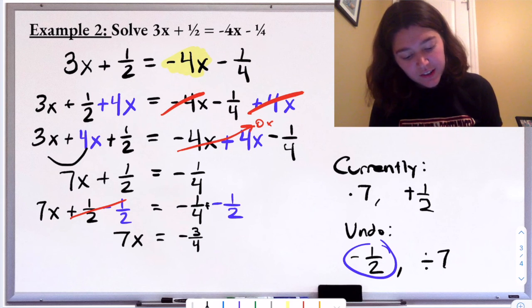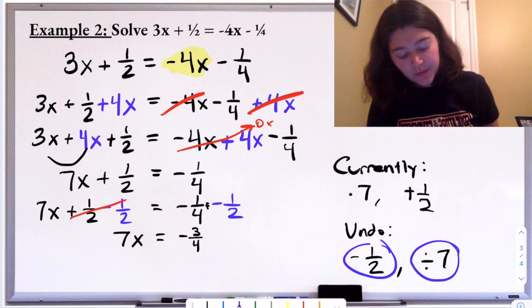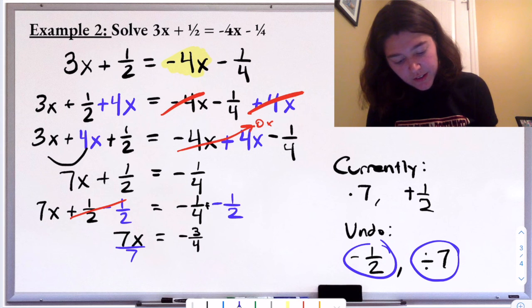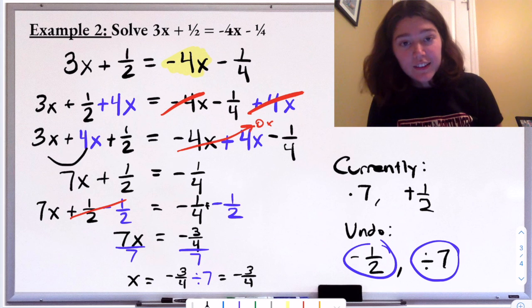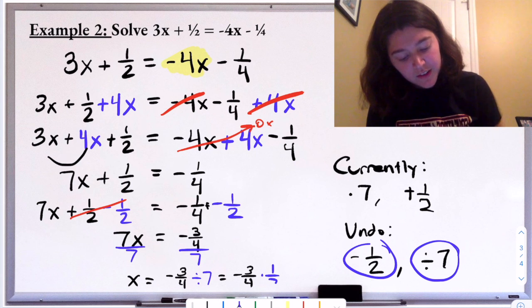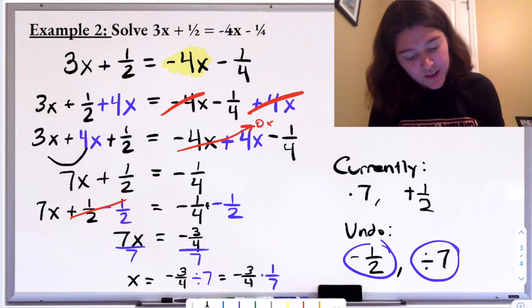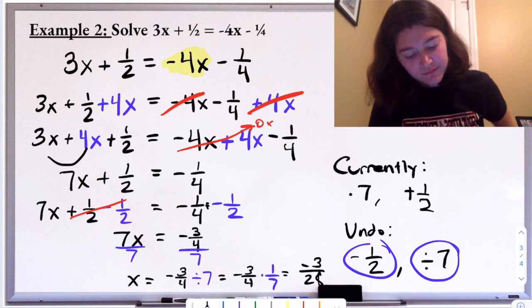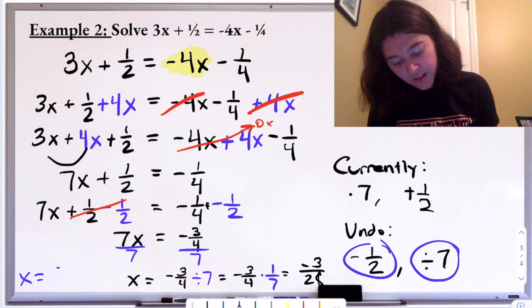And then lastly, we have x is currently being multiplied by 7, so we're going to undo that by dividing both sides by 7. Okay, so I divide by 7, and then here I would divide by 7. But that's really equal to, if we're doing this by hand, negative 3/4 divided by 7. It's going to be easier to turn that into multiplication. Dividing is the same thing as multiplying by the reciprocal. So dividing by 7 is equal to multiplying by 1/7. And then I get negative 3/28. Okay, so my solution is x equals negative 3/28.